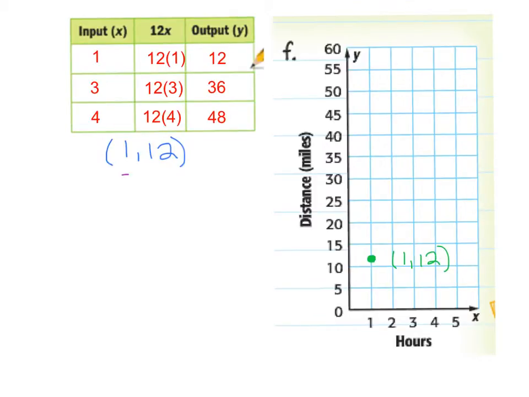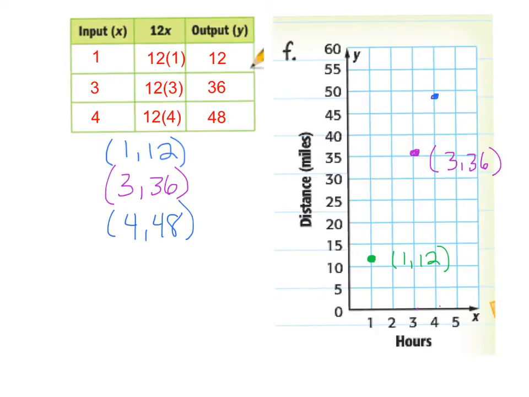My next ordered pair is 3, 36. So I'm going to go over to 3 and up to 36, which is just a little bit past the 35 right there. And I'll label it as 3, 36. And my next ordered pair is 4, 48. So I go over to the 4 and up to 48, which is just a little bit shy of that 50, and label it 4, 48. And like I had mentioned, I like to have a line connecting these all. And there we go.